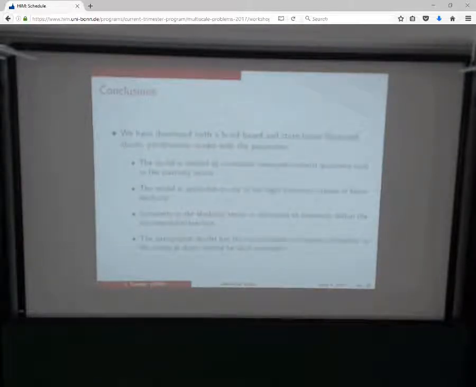All right, so just a conclusion. We've created a bond-based and state-based linearized elastic model with the following properties. The model is defined by commonly measured material quantities, such as the elasticity tensor. We can model any of the 8 symmetry classes of linear elasticity. The symmetry in the elasticity tensor is equivalent to symmetry within the micromodulus function. So if you have symmetry in one, you have symmetry in the other. And the peridynamic model has the exact number of degrees of freedom as the classical elastic model for each symmetry.